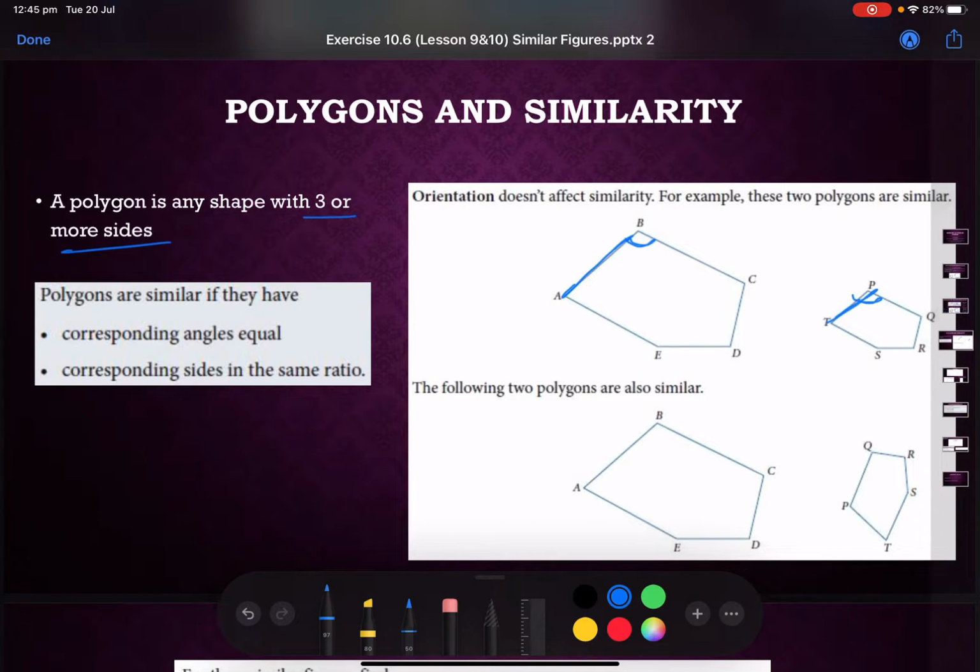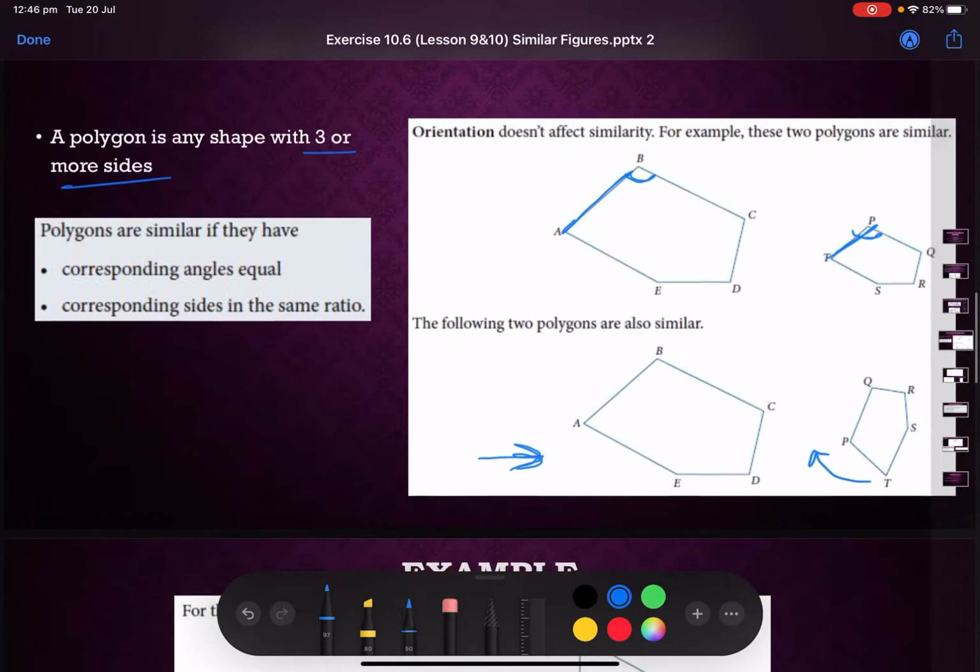If we look at these two polygons here, the bottom two, they are also similar, it's just rotated. If we were to flip this way, we would end up with two polygons that are also similar. So it doesn't matter if they're rotated, as long as we can match up the angles and the sides as being in the same ratio, then we say that they are similar, even if they're rotated.